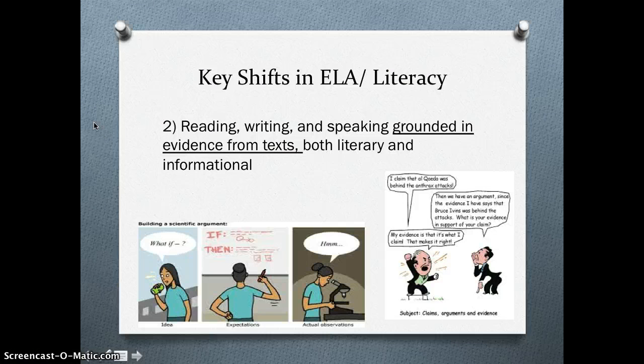The second major shift in terms of ELA literacy that the Common Core emphasizes is the importance of evidence. Reading, writing, and speaking in the Common Core state standards should be grounded in evidence from text, both literary and informational. This means that we should be asking students text-based and text-dependent questions, questions that require them to look carefully for evidence in the text, not stopping and making personal connections to text thematically. This does not mean that there is no longer a place for personal connection to text, as personal connection to text can affect reader motivation and engagement.